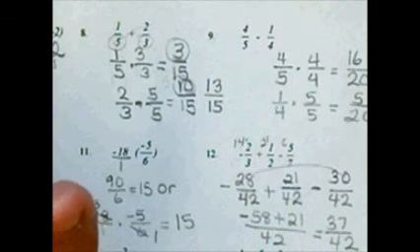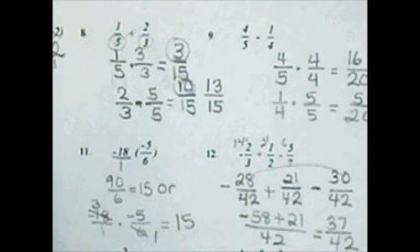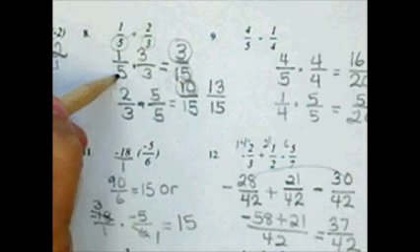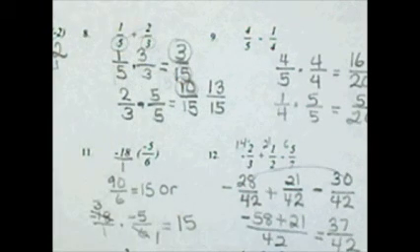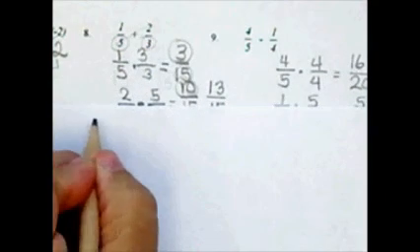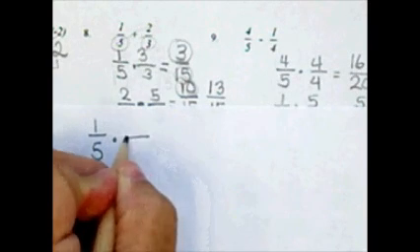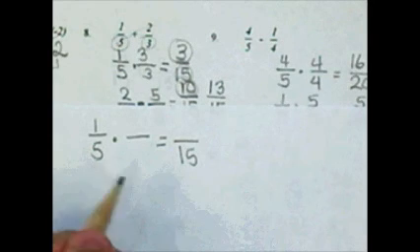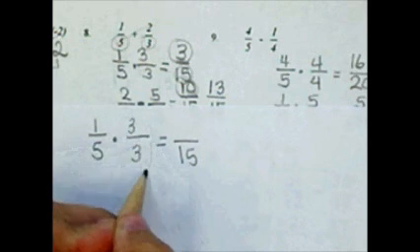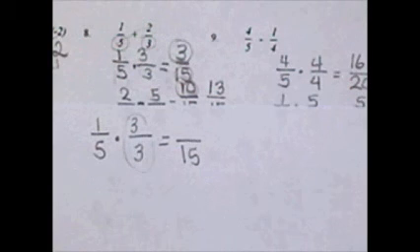But I always do it this way because this is how you need to teach children how to do it. So, I need a denominator of 15. What I'm actually going to do when I'm solving this problem is write this down like this: 1/5 times something equals 15 on the bottom. And then if I look at that, 5 times what's 15? It'll be 3.